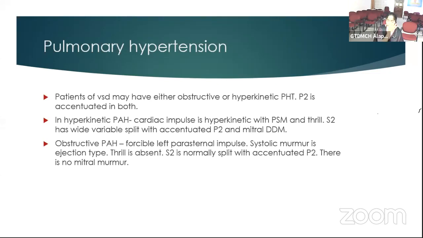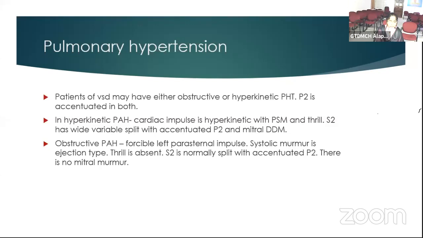Now, pulmonary hypertension is a complication of large VSDs. So, the patients of VSD may have either obstructive or hyperkinetic pulmonary hypertension. That is, initially the patient develops hyperkinetic pulmonary hypertension, which later goes in for obstructive type. Hyperkinetic is because of the increased pulmonary blood flow. Obstructive means structural changes will occur in the pulmonary vasculature because of the increased pulmonary blood flow. In both, P2 is accentuated.